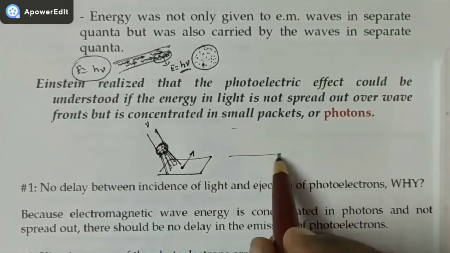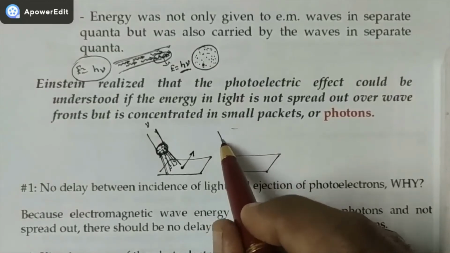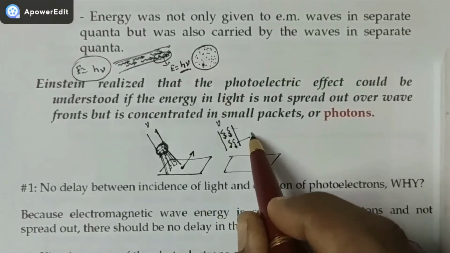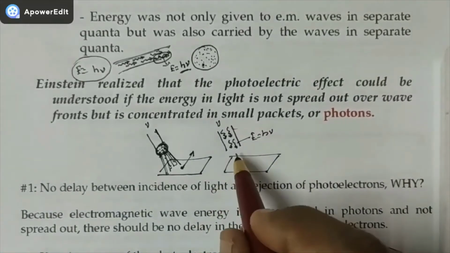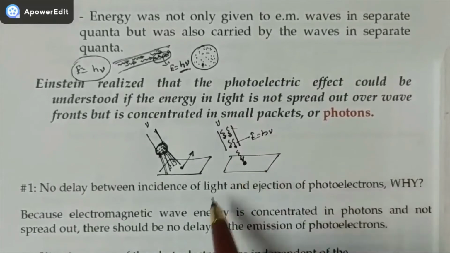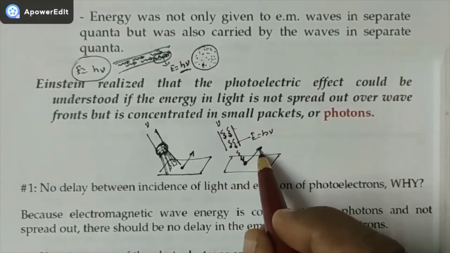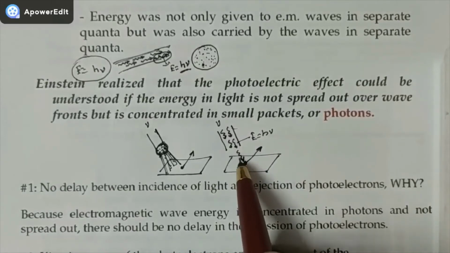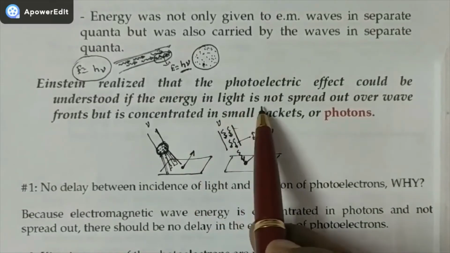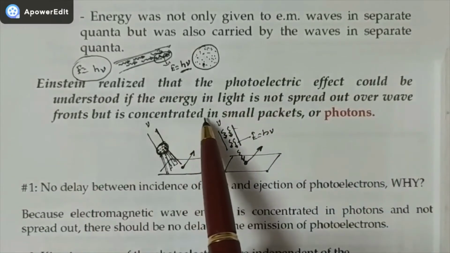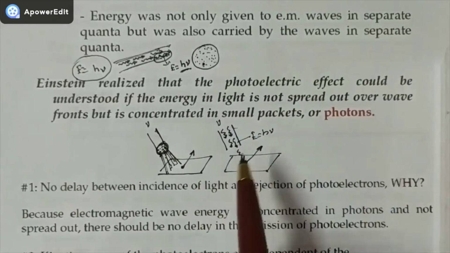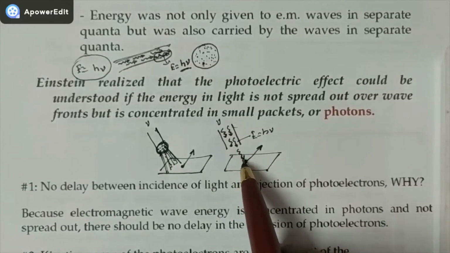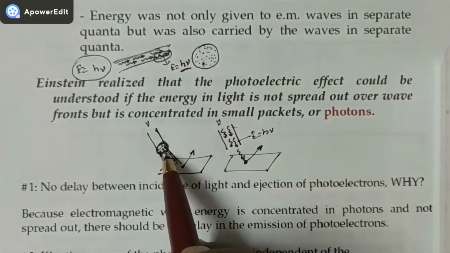But what happens when I have a metallic surface and electromagnetic radiation consisting of photons of frequency nu, where each photon has energy E equal to h nu, the same as the energy of the incident light? When this particular photon comes and strikes the electron, it immediately transfers energy, and then this electron comes out. Because the transfer of energy also takes place in terms of the exchange of an individual, separate photon. The light is not spread out over the wavefront, but is concentrated in small packets, or photons. It is not like the energy is distributed equally over the wavefront.